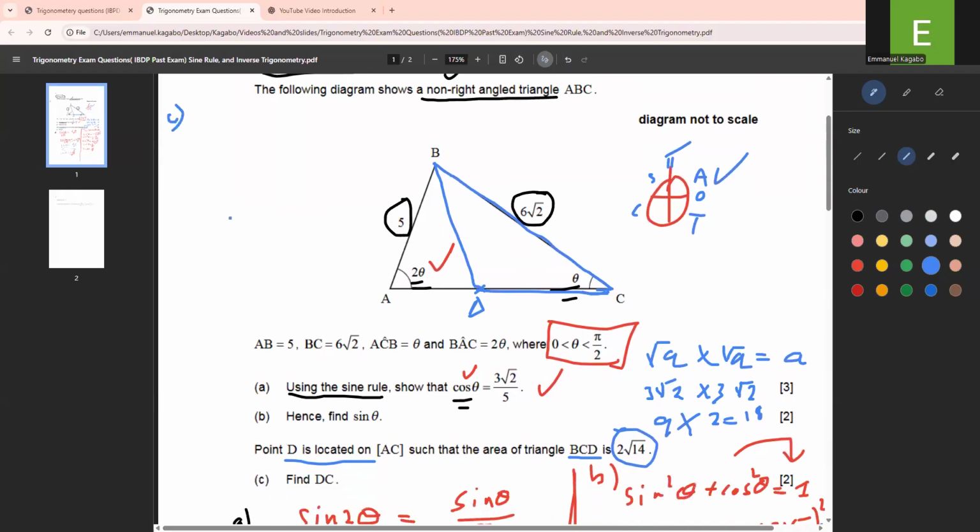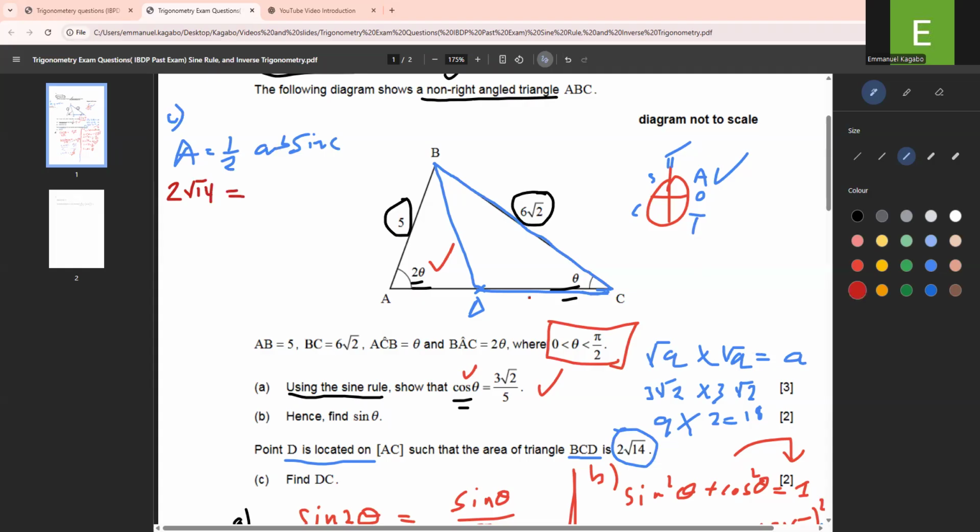So how do you get the area of a triangle which is not a right angle triangle? Area of a triangle is a half a b sine C. You can check from your booklet, but you should be knowing that, guys. Now, what's the area given? The area is 2 square root of 14, right?